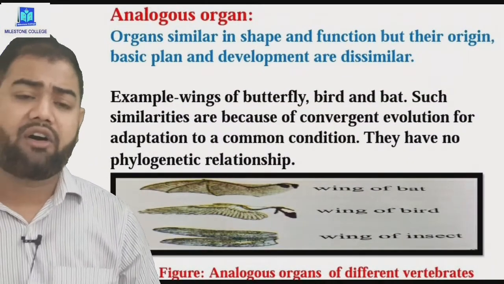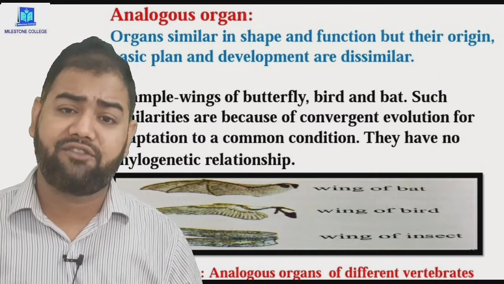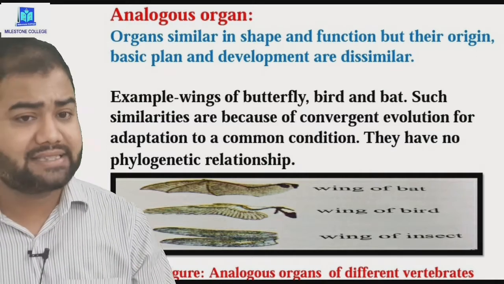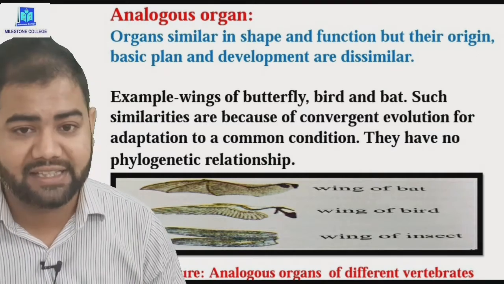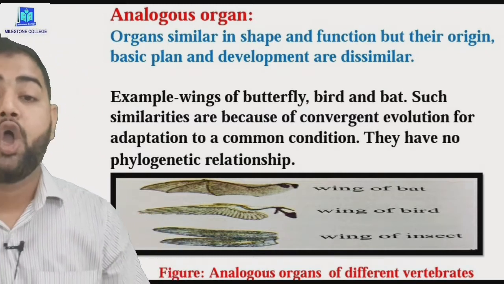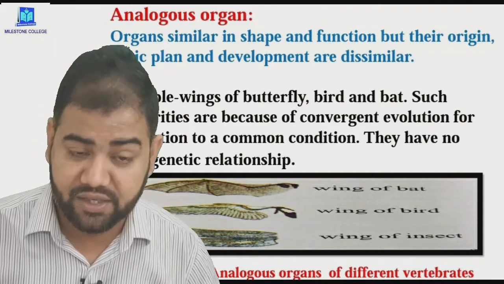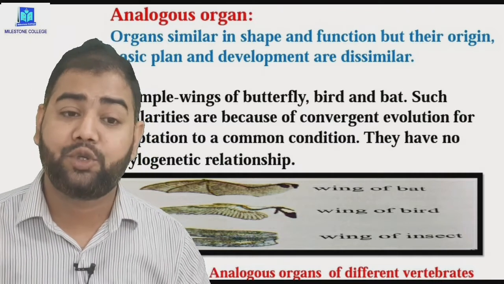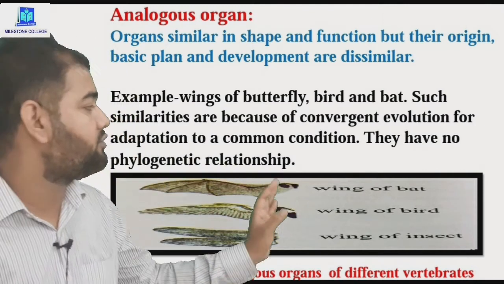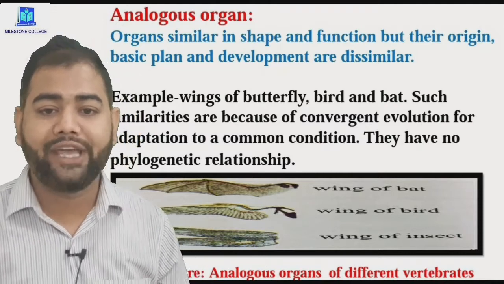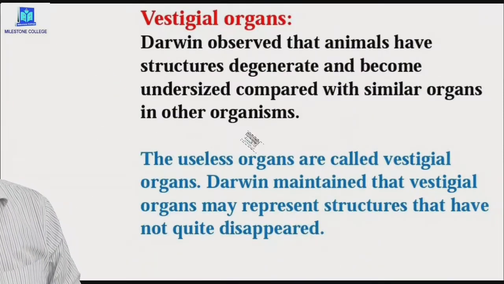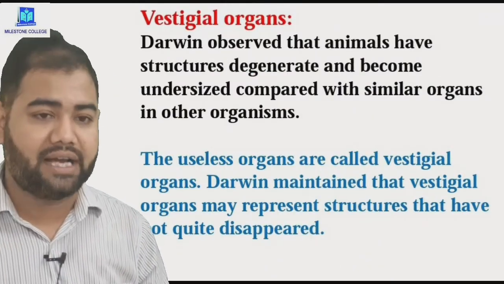Analogous organ. Organs similar in shape and function, but their origin, basic plan, and development are dissimilar. Examples: wings of butterfly, bird, and bat. Such similarities are because of convergent evolution for adaptation to a common condition. They have no phylogenetic relationship. You are watching some analogous organs of different types of animals: wing of bat, wing of bird, and wing of insects. And the last one is vestigial organ.